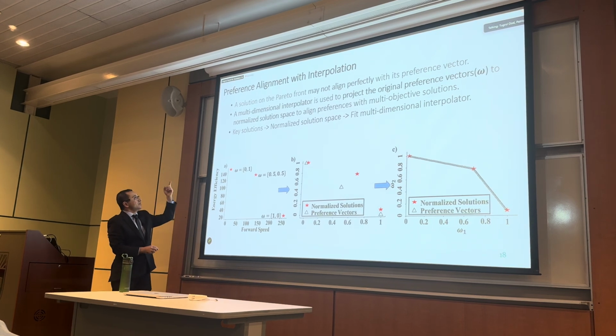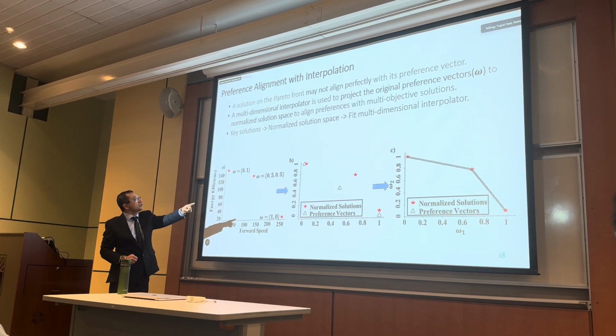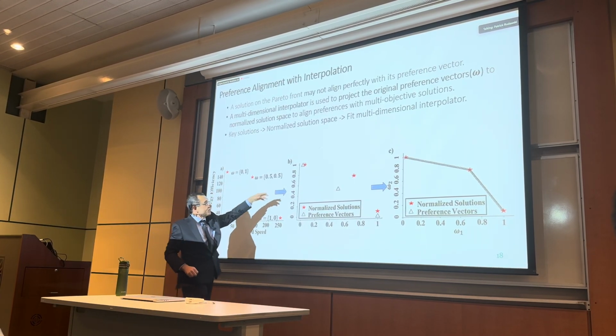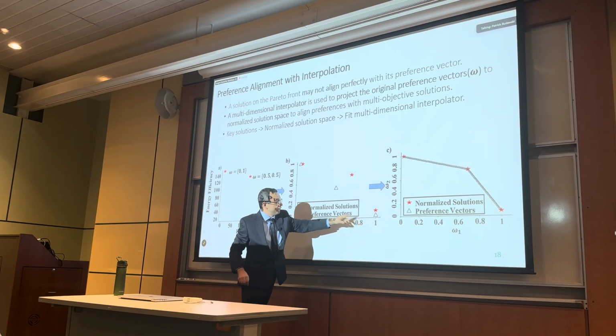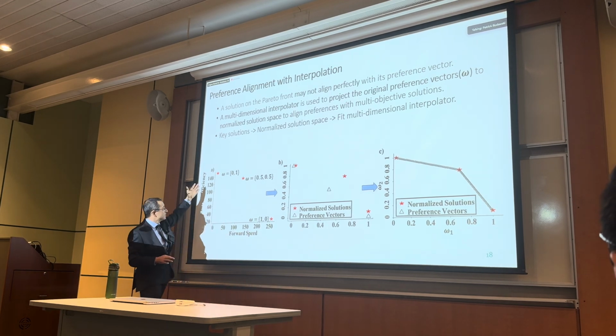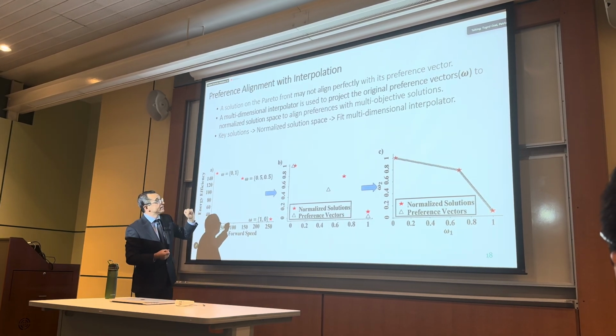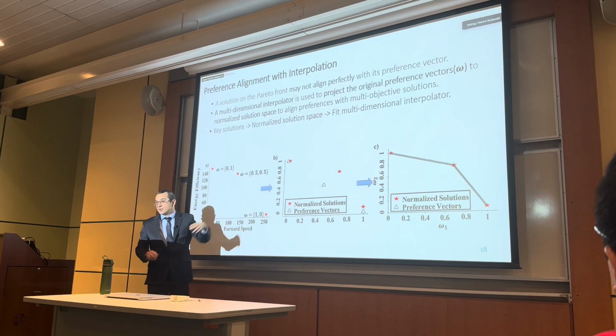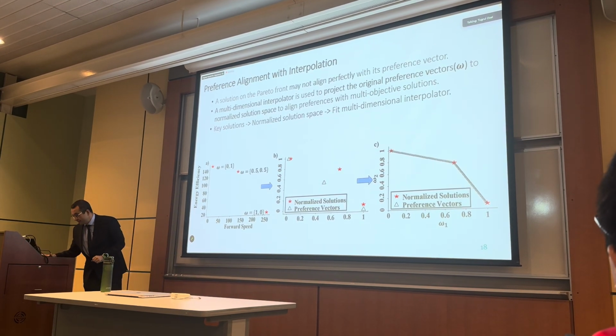So as a summary, we compute some key solutions. We normalize the solution space. You can see that they all fall into the 1, 0 range, including the stars, the solutions, whereas in the original one, they don't. So you normalize them, and then you fit a multi-dimensional interpolator. And that's pretty much it.